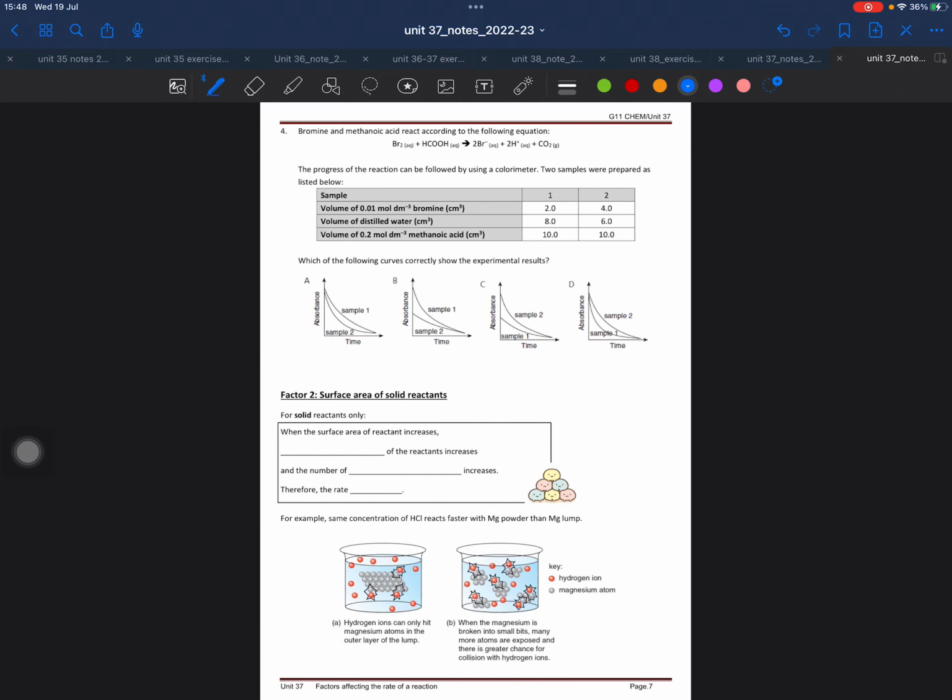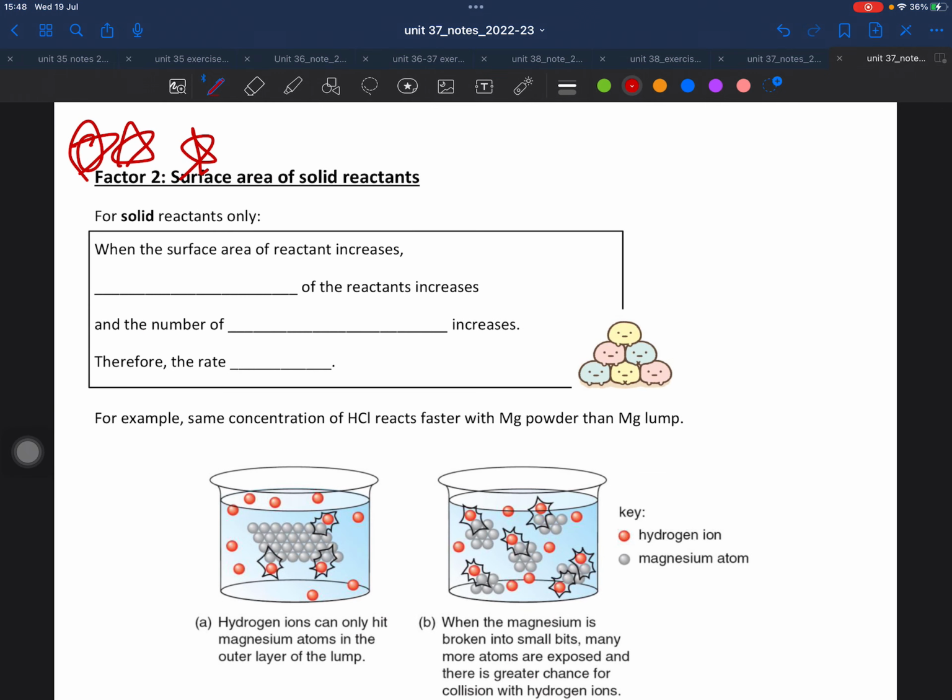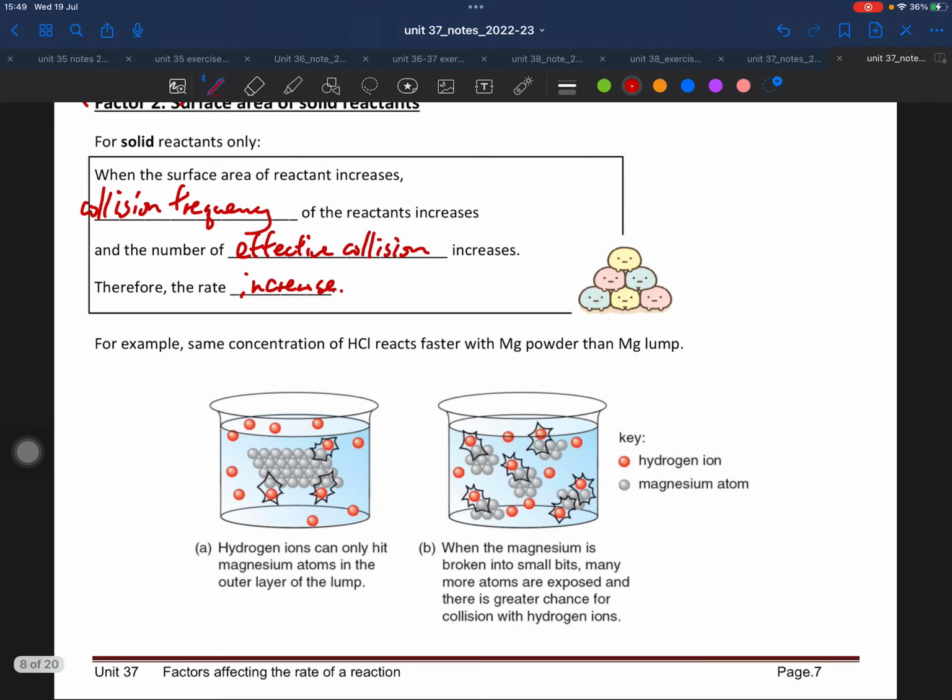All right? Well, the second one is the surface area. So you can get the same chance, right? When you have more surface area, that means you get, again, higher collision frequency, and again the number of effective collisions also increases, therefore the rate increases. This is easy to understand because with larger surface area, you can start the reaction at different places. Of course, the reaction is faster, right?